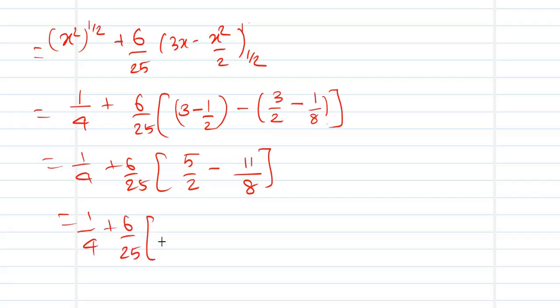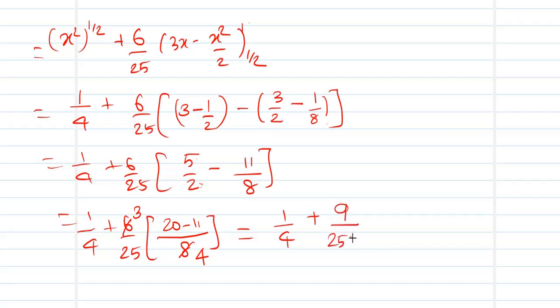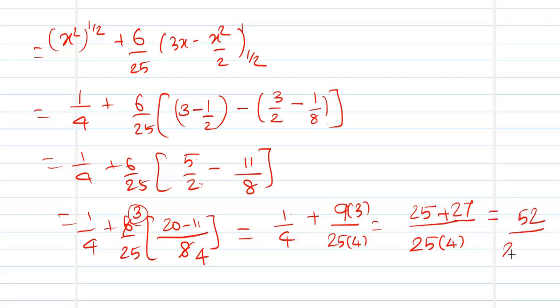6 by 25 times, 8 is the LCM. 4 5s are 20, so 20 minus 11. 6 goes 3 times into, and this goes 4 times. So it is 1 by 4 plus 3 times (20 minus 11) by 25 times 4. What will 20 minus 11 be? 20 minus 11 makes it 9. So what is going to be the LCM? 25 times 4, so multiply by 25. So this is 25 plus 3 times 9, and 9 3s are 27. So this makes it 52 divided by 25 times 4. And 4 goes into 52 13 times. So the final answer is 13 by 25.